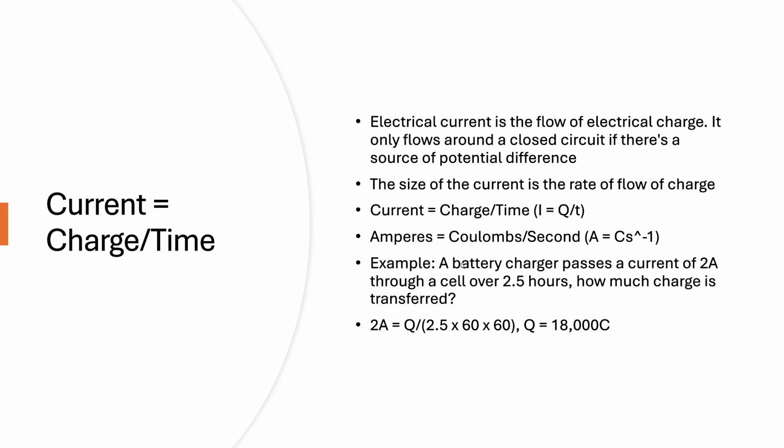Just as an example here, let's say you have a battery and it passes a current of 2 amps through a cell over 2.5 hours. The way I would do this is I would do 2 amps equals charge over 2.5 times 60 times 60, which means that if you then rearrange that, you get Q equals 18,000 coulombs. So that's that equation there.